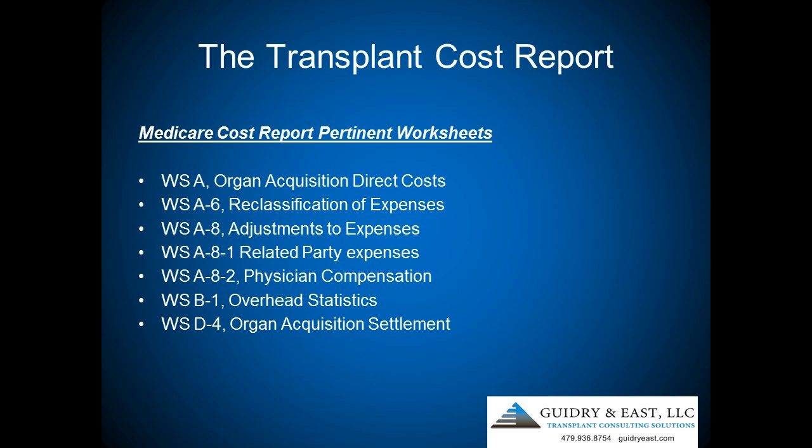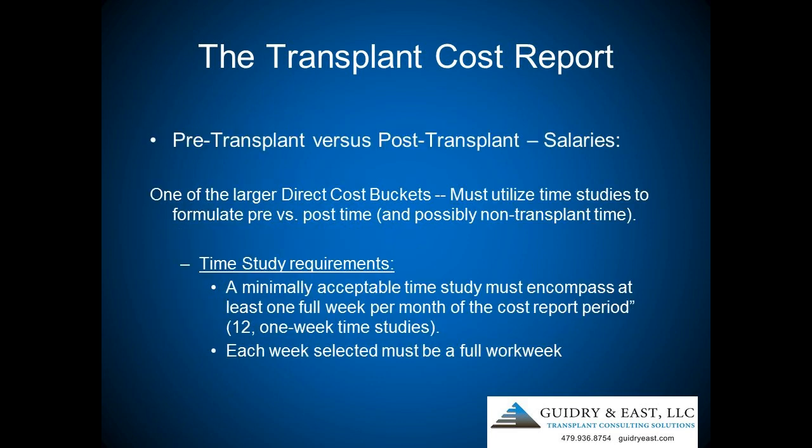Worksheet A8-1 is where related party expenses are reported. The hospital will report what's on their general ledger, and it compares to the actual cost of the related party, and the difference is adjusted into the cost report. Worksheet AA2 is where physician compensation and related hours are documented. Worksheet B-1 contains the overhead statistics that are used to allocate costs from non-revenue producing cost centers to revenue producing cost centers, of which organ acquisition is one. And finally, Worksheet D-4, this is where the ultimate Medicare settlement is determined.